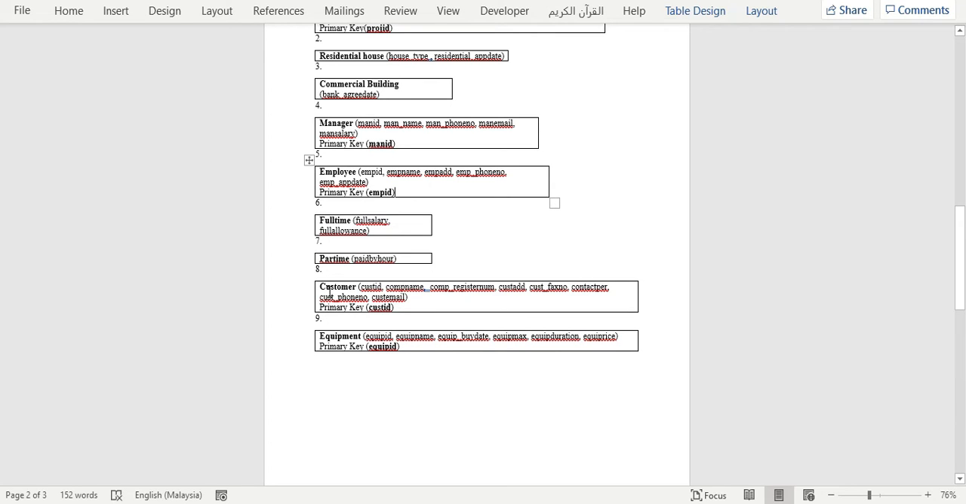Number 8 is the customer entity, with primary key cust ID, that is customer ID. And number 9 is equipment. The primary key is equip ID.